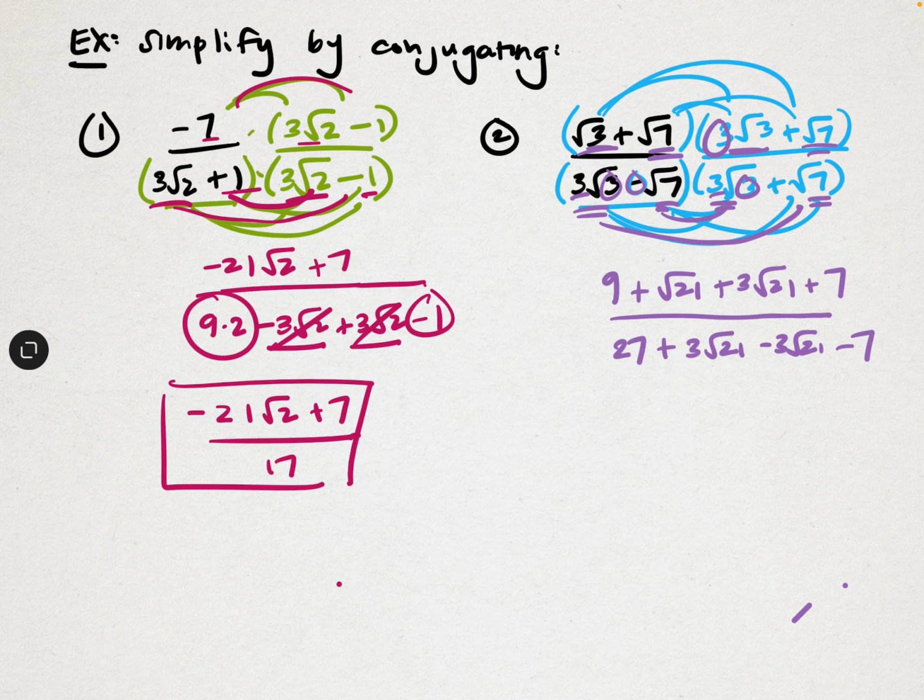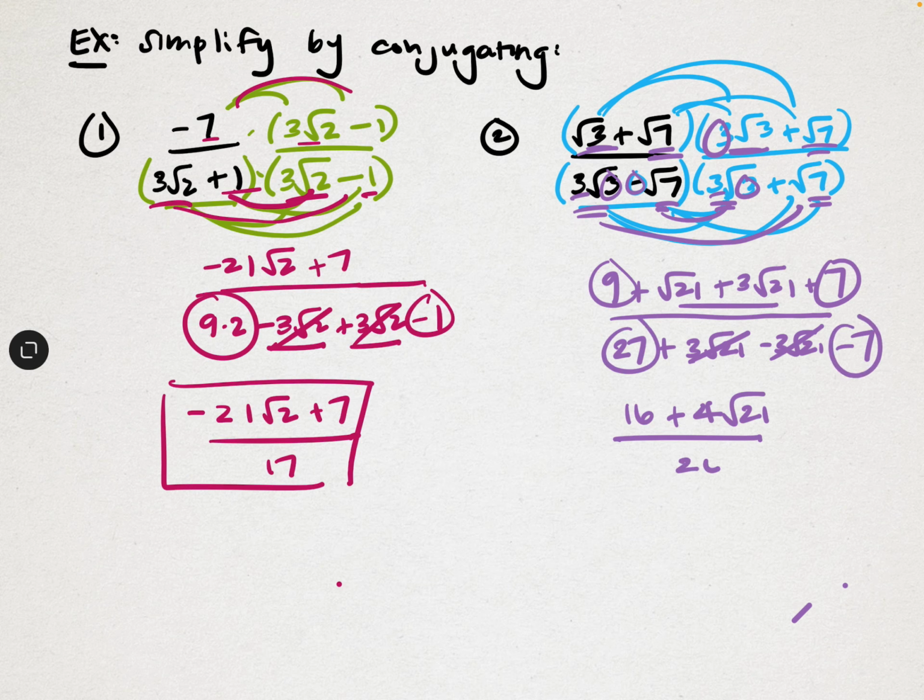Okay, so let's clean this up a little bit. On top, 9 plus 7 is 16. Square root 21 plus 3 square root 21 is 4 square root 21. On the bottom, 3 square root 21 minus 3 square root 21 is 0. And then 27 minus 7 is 20.